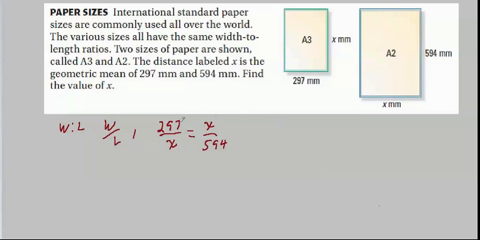But usually when you're coming up with these ratios, you want to try to match up the units, and if you don't match up the units, be sure to point out that they are two different units. Don't just throw in numbers like I did here. Okay, now this, obviously, as we know now, implies that the product of the means, that's x squared, equals 297 times 594. So of course x would be the square root of that.